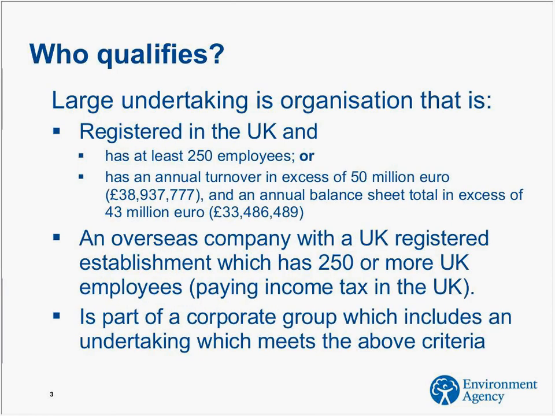So the first thing to clarify, of course, is who qualifies for ESOS. You qualify if you are determined to be a large undertaking, and a large undertaking is an entity registered in the UK that has at least 250 employees, or has an annual turnover in excess of 50 million euros, which is 38.9 million pounds, and an annual balance sheet total in excess of 43 million euros, which is 33.4 million pounds.